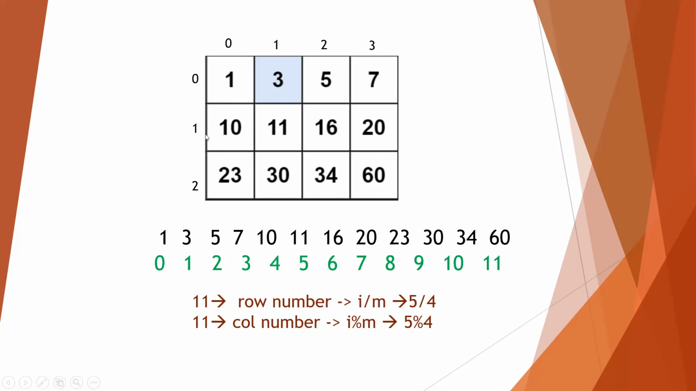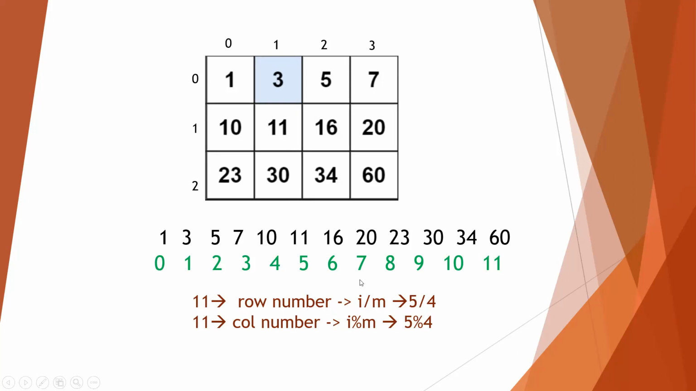For example, the index of 11 in this 1D array is 5, but the index of 11 in the 2D array given is 1 comma 1. So how can we do that? We can simply use this formula: i / m, where i is the index of the 1D array and m is the number of columns. So i / m will give the row number of that particular element and i % m will give the column number of that particular index. So we can very easily use this formula and map this array into this array.